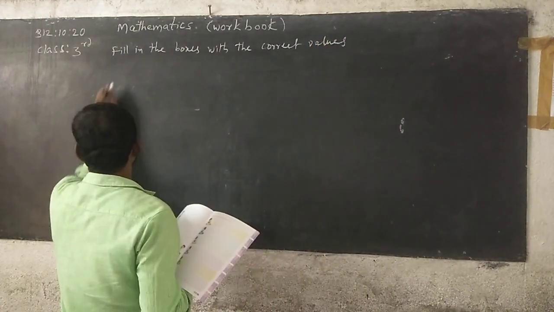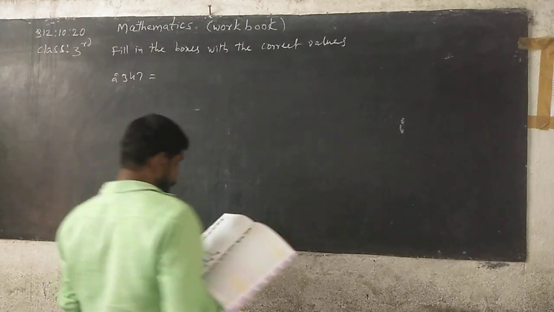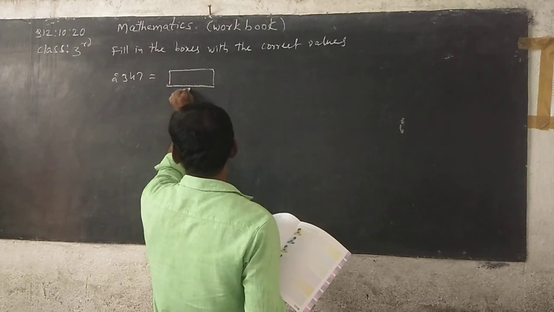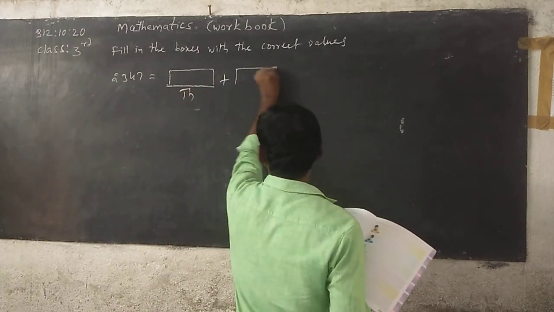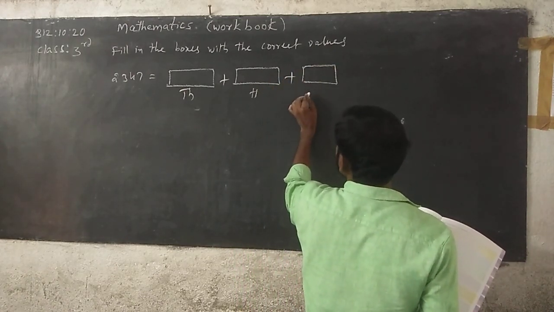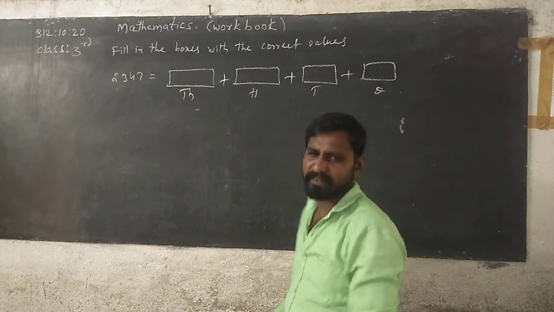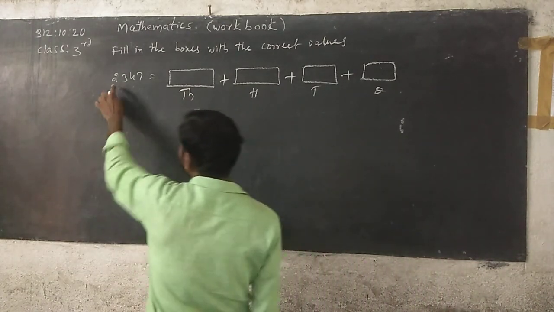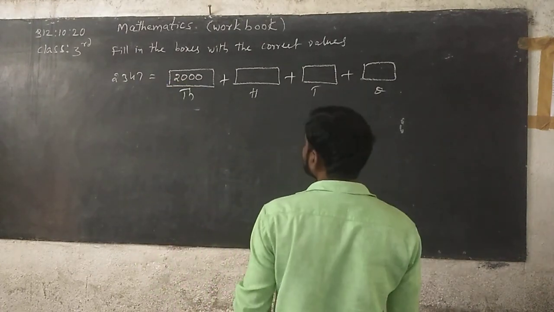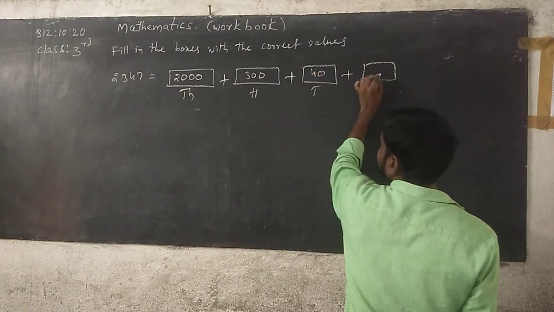See, first one, 2347. See, this is thousands place, this is hundreds place, this is tens place, this is ones place. See here, expanded form. 2 is in thousands place, then the face value of 2 is 2000. 3 is in hundreds place, then the face value of 3 is 300, plus 4 is in tens place, 4 tens is 40, 7 ones is 7.